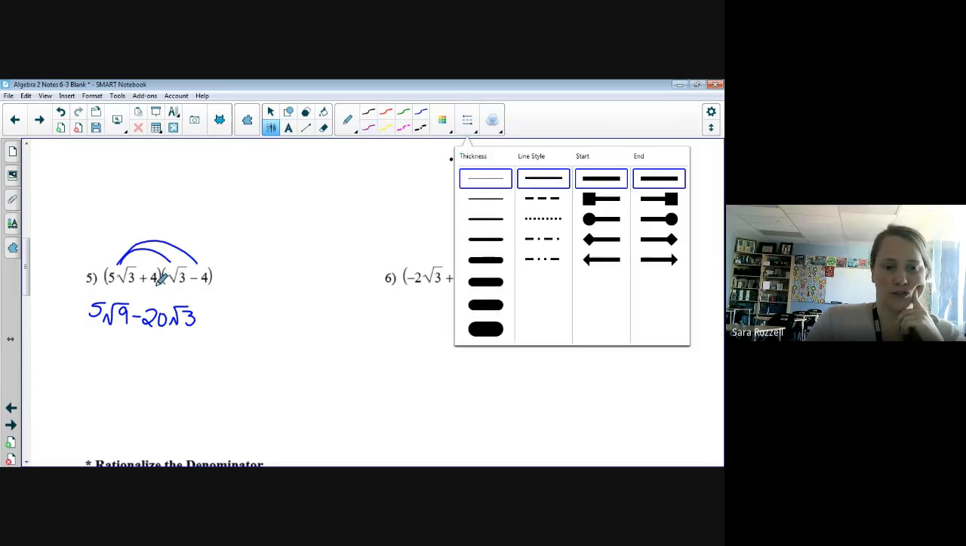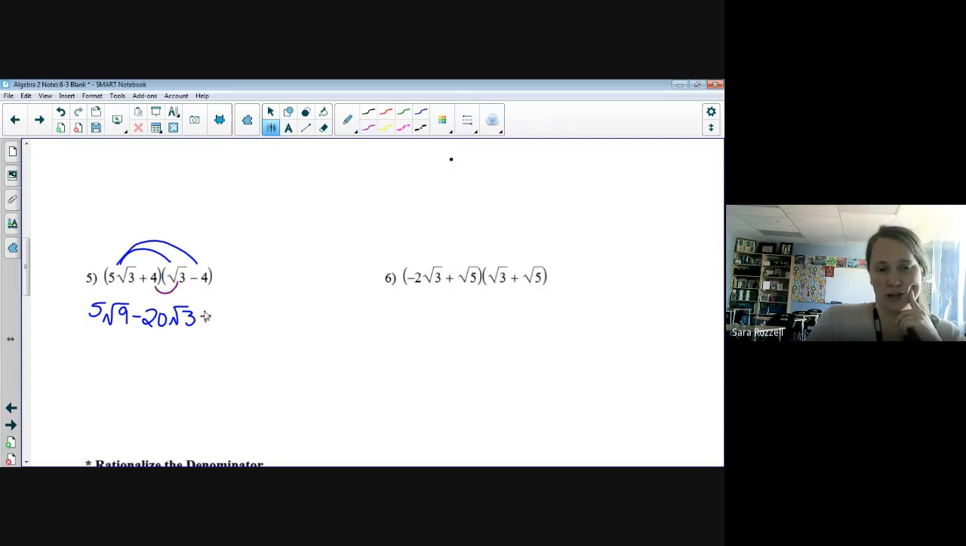We'll move over to this 4. 4 times root 3 plus 4 root 3. And 4 times -4 is -16. And now we'll simplify if we can. If there are any square roots that are perfect squares, we're going to do that. Any of these square roots we can actually take the square root of?